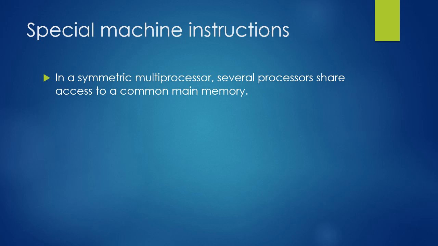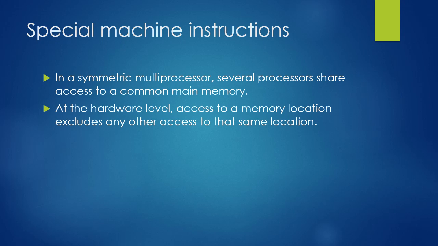Special machine instructions. In a symmetric multiprocessor, several processors share access to a common main memory. At the hardware level, access to a memory location excludes any other access to that same location. This means that when a processor A generates a memory reference for location X, it places the address of location X on the address pins of the memory module, which activates location X for reading or writing. At this time, when processor A is accessing location X, any other processor cannot access location X.